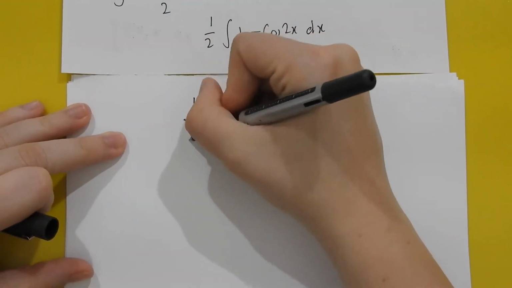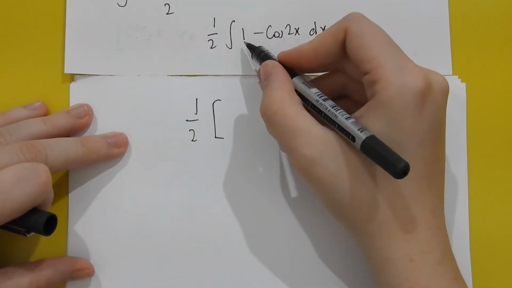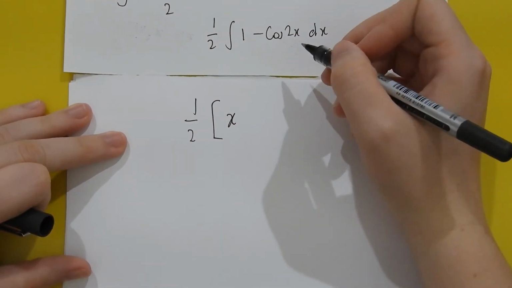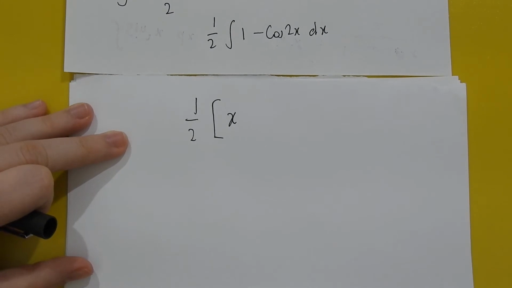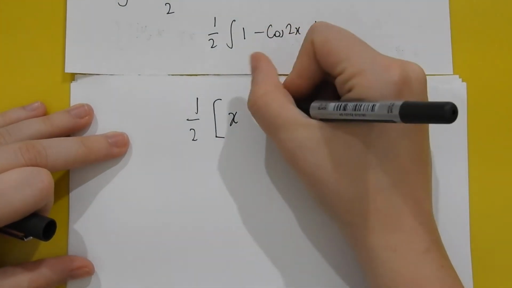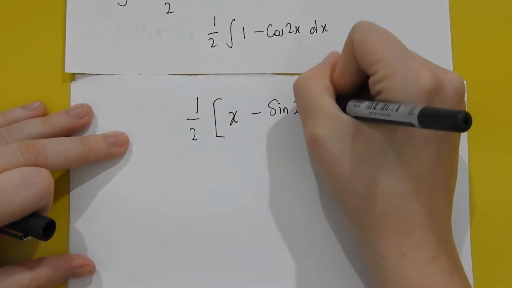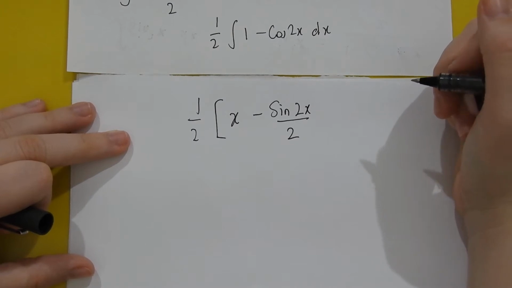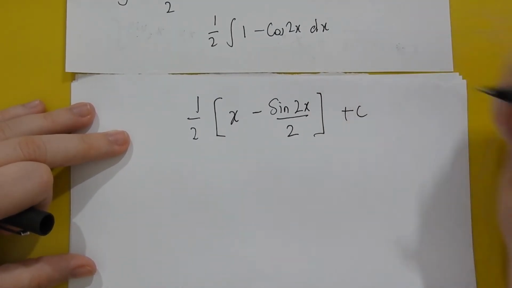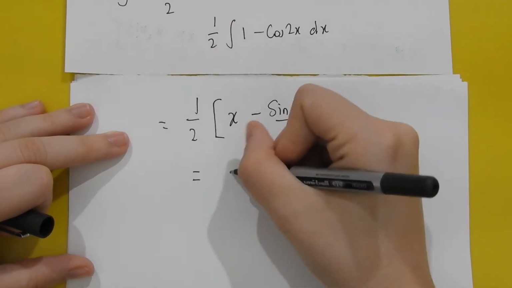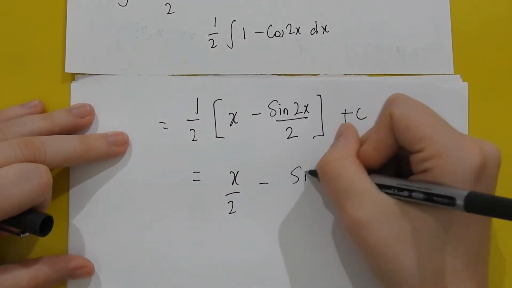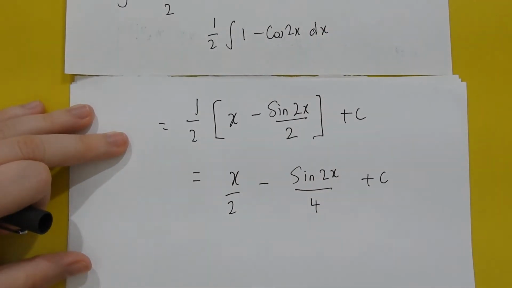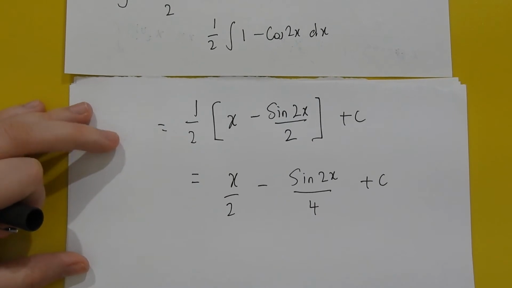So that integrated is half, integration of 1 is x, integration of cos 2x, just have to remember, is sine, so it'll be minus sine 2x on 2, plus c. So our final answer will be x on 2 minus sine 2x on 4 plus c. So all I've done is brought the half in. So that's the integration of sine squared x.